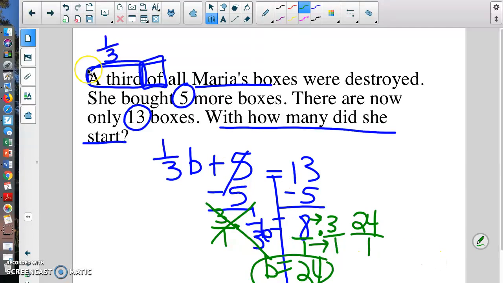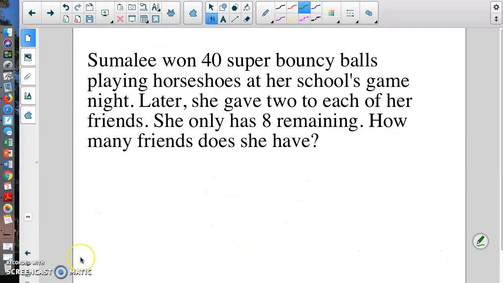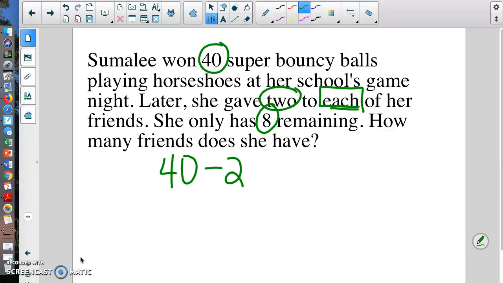All right, we have one more question left. Smalley won 40 bouncy balls playing horseshoes at her school's game night. Later, she gave 2 to each of her friends. She only has 8 remaining. How many friends does she have? So there's 40, and then there's 2 to each of her friends. So we'll box that one, and there's 8 remaining. Okay? So if she started with 40, and she gave 2 to each friend, she has 8 left over.